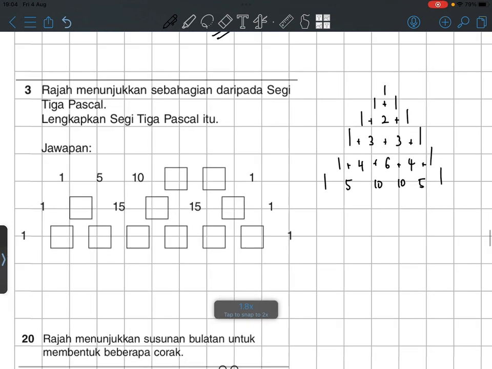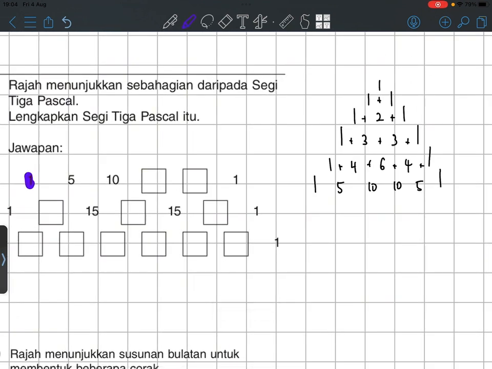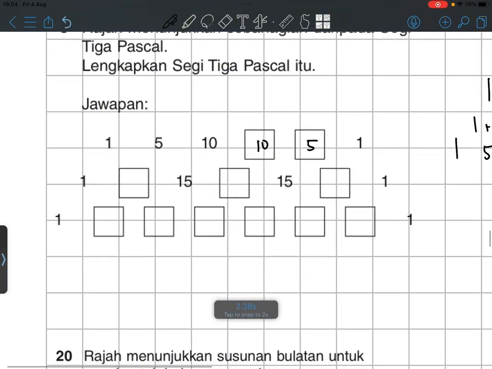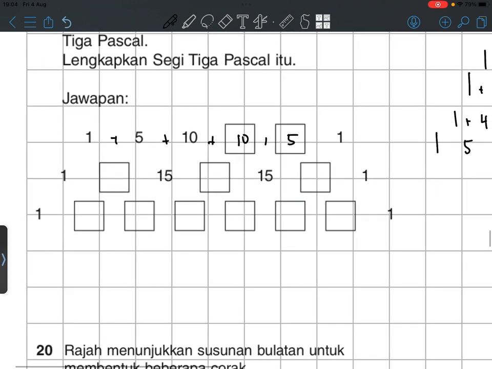So we can fill in this row: 1, 5, 10, 10, 5, 1. Next we need to add these. So 1 plus 5 is 6. This is 15, this is 20, this is 15, and this is 6. Then we need to add.